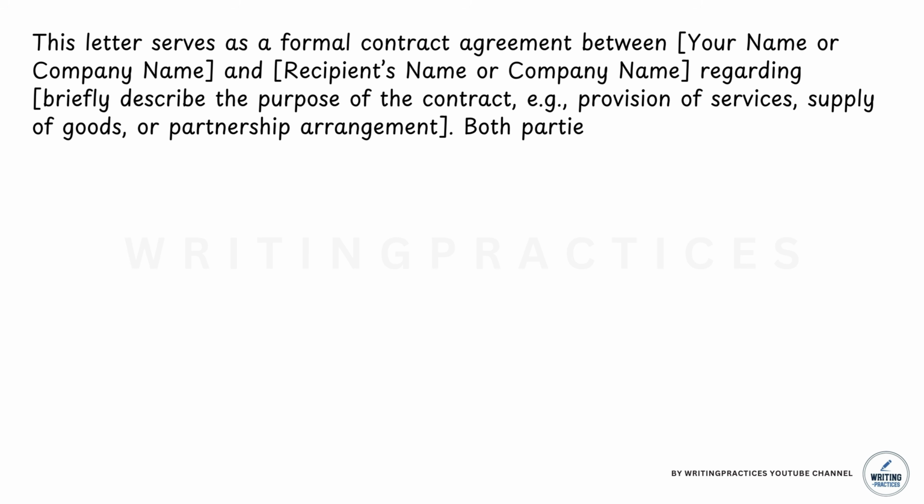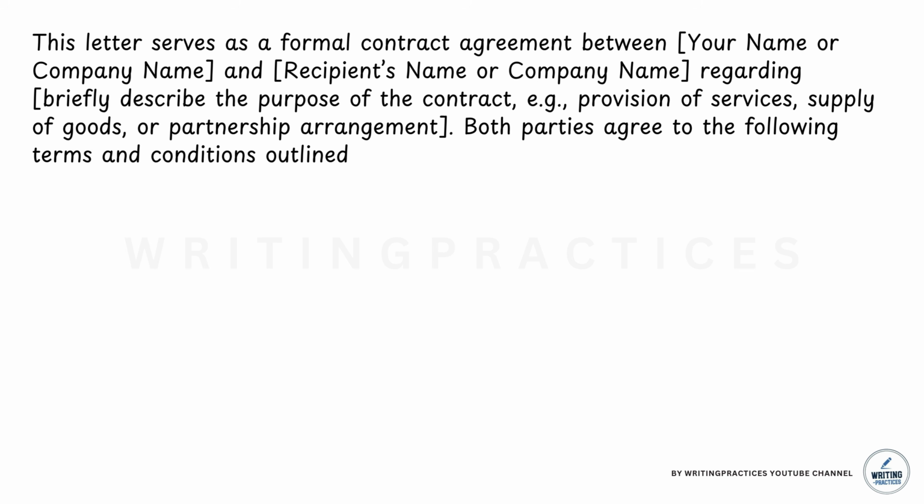This paragraph is all about introducing the purpose of the contract. Here, you should clearly state what the agreement is about, whether it's for providing services, delivering goods, or entering a partnership. For example, you can write, "This letter serves as a formal contract agreement between Brightline Designs and Horizon Marketing regarding the provision of graphic design services for promotional campaigns." This introduction sets the tone for the entire agreement. It ensures both parties understand the nature of the deal before getting into the details. It also confirms that the terms and conditions that follow have been mutually agreed upon.